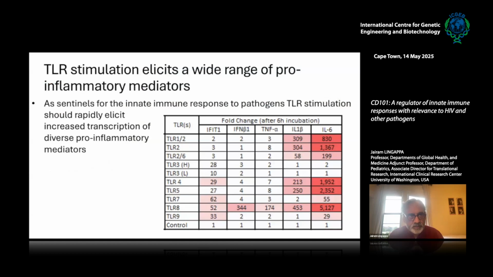Stimulation with toll-like receptors elicits a wide range of pro-inflammatory mediators. From this table, you can see that stimulation of toll-like receptors 1, 2, 6, 4, 5, 8, and 9 are all associated with eliciting inflammatory cytokines like TNF alpha, IL-1 beta, and IL-6.